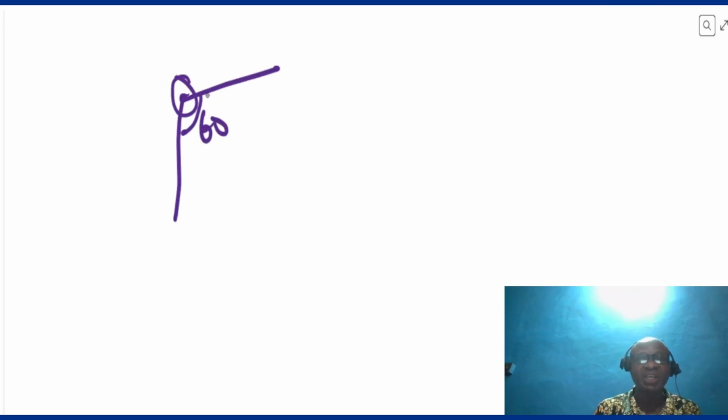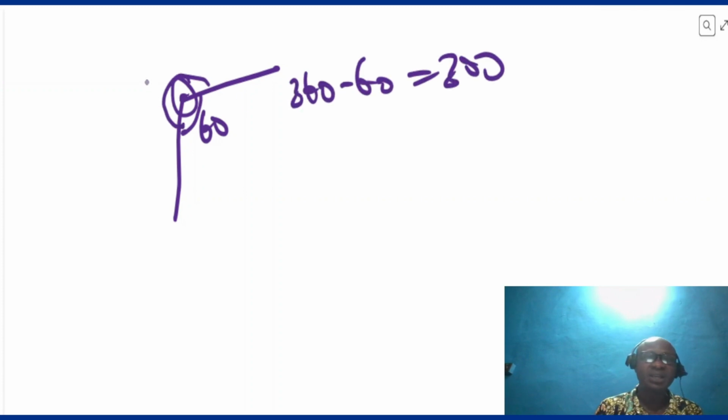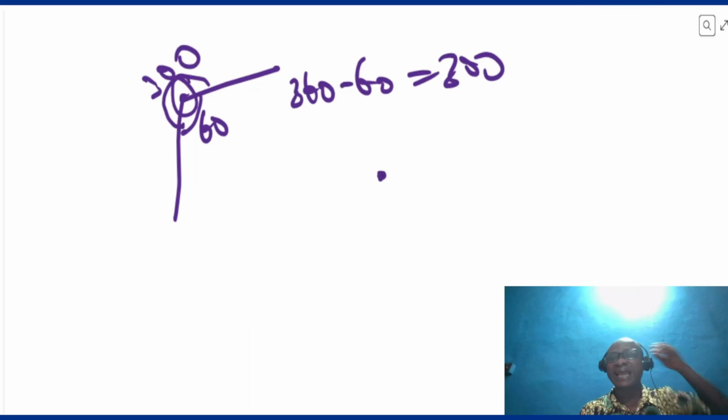If I give you this point now, the angle here is 360. If I draw a line like this, 1, and draw a line like this, 2, and I tell you that here is 60, it means that this side is going to be 360 minus 60, which is equal to 300. Is that okay? Yes, sir. So any point inside a circle has an angle of 360 in total.